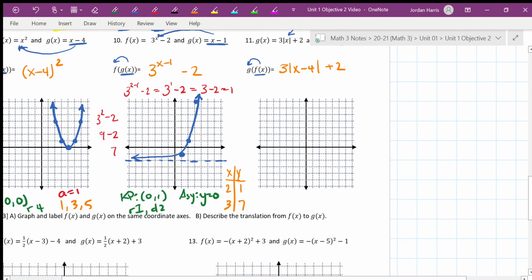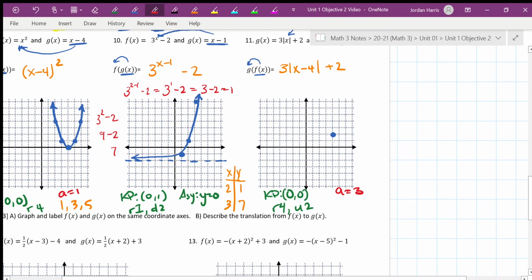Okay, so we get our key point, absolute value function. Our key point is 0, 0. And we look at our shift, right 4 up 2. So from my key point, I'm going to go right 4, up 1, 2. Okay. Then we look at our a value.